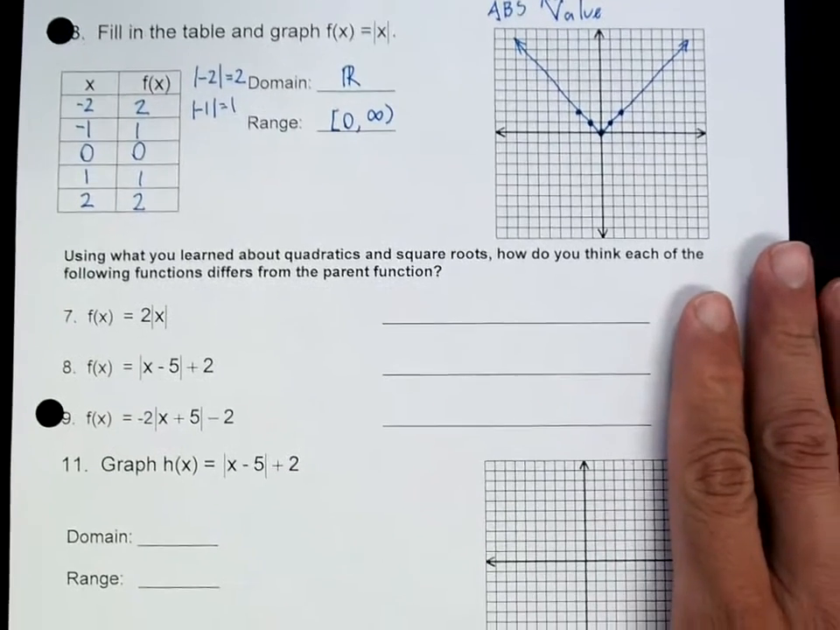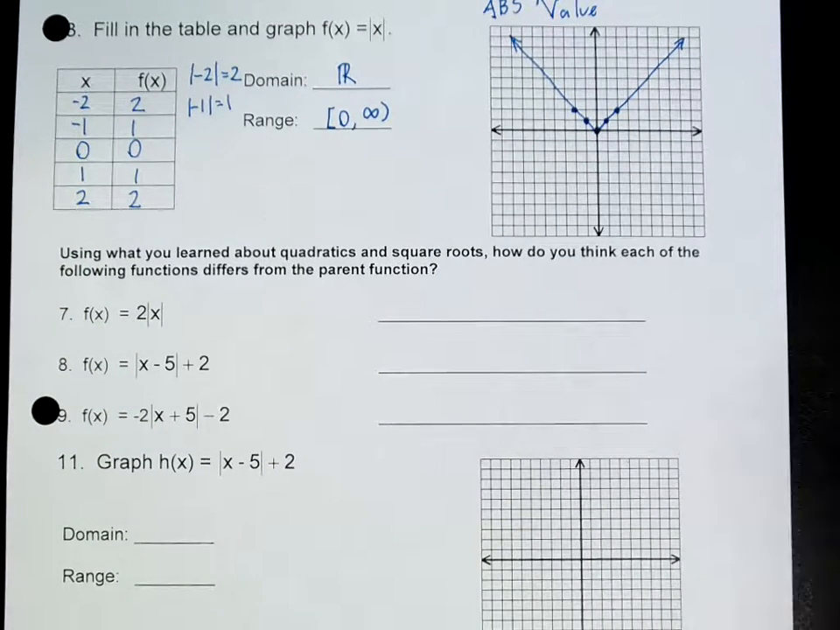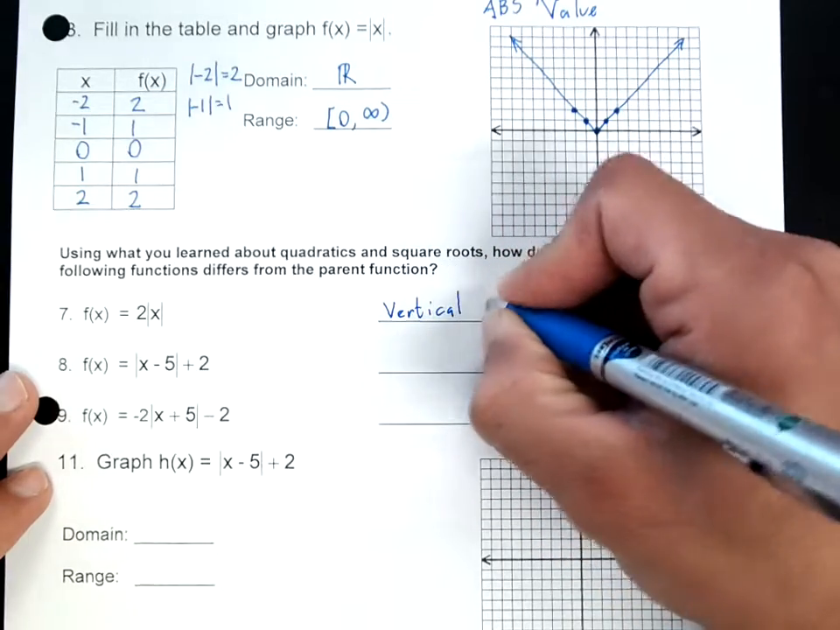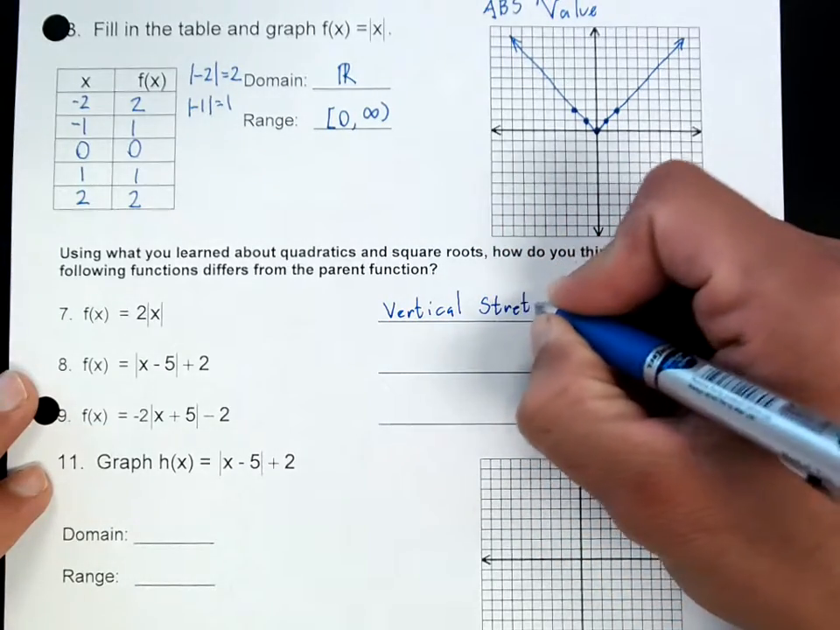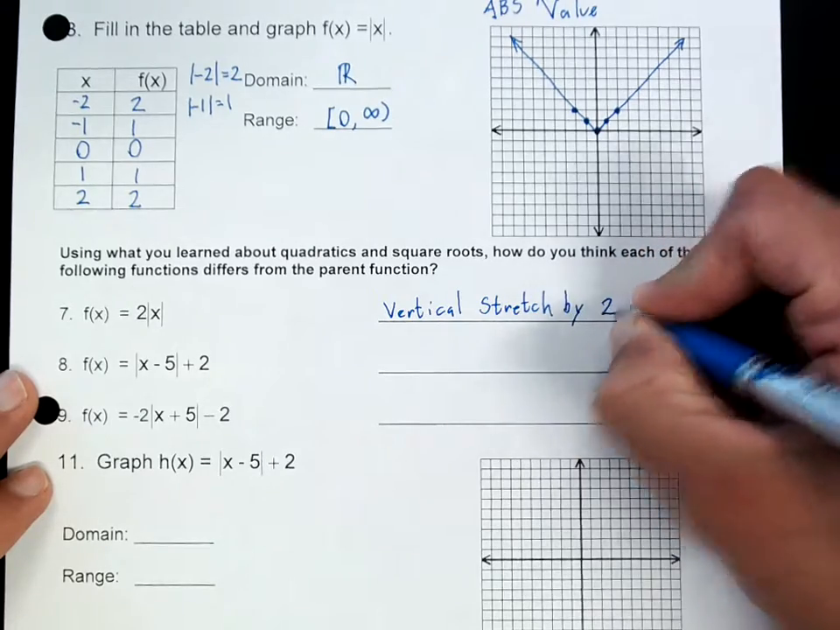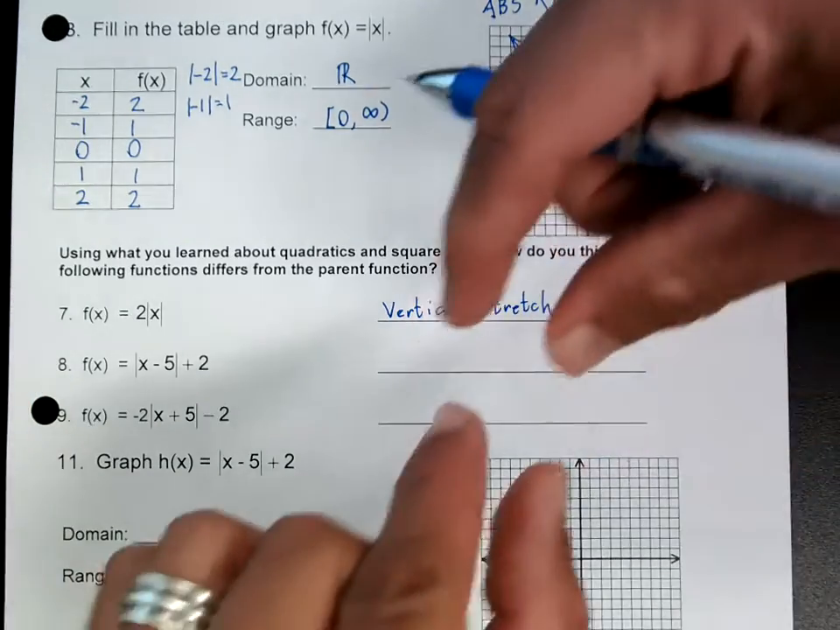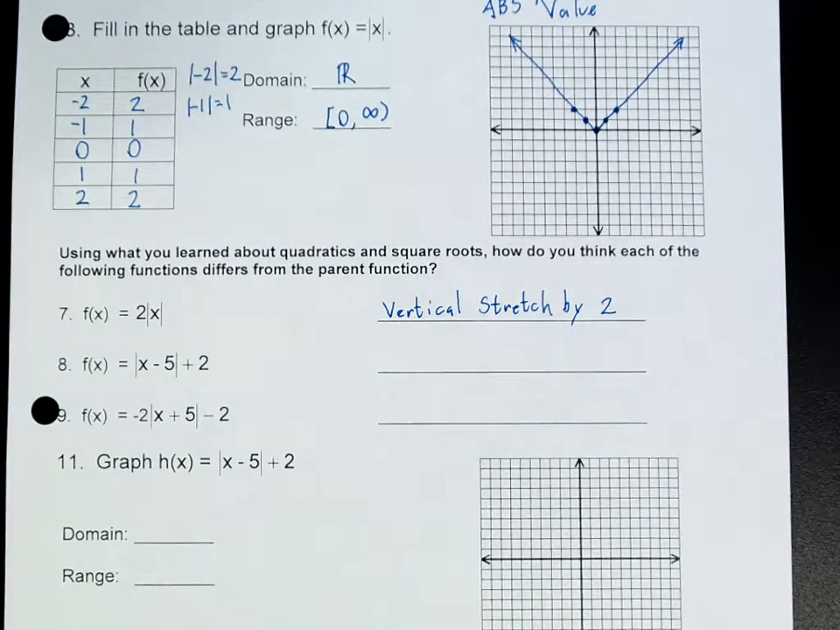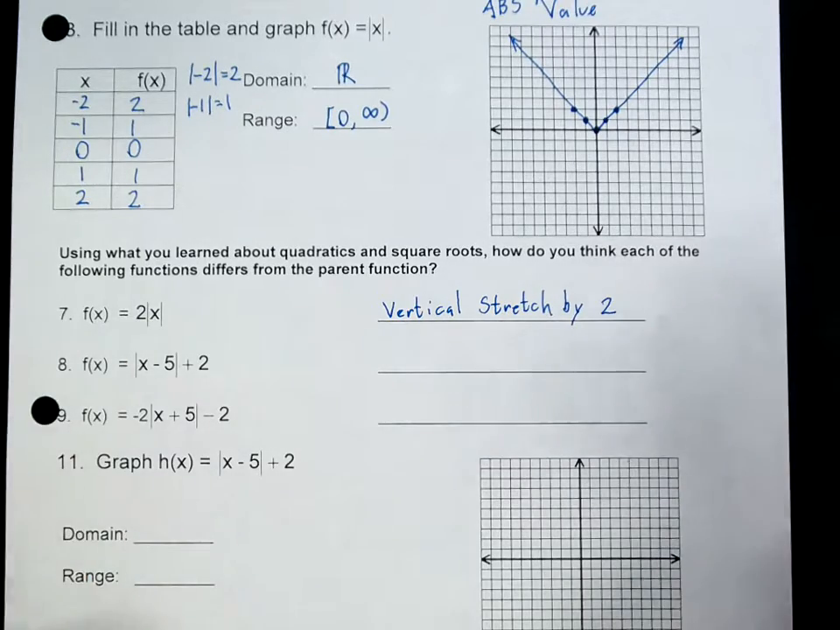Using what we learned last week, again, if you weren't here last week, then it might be a little bit difficult to catch up at first, but hopefully you will. What happens when we have a 2 in front of our function? What does that do to the parent function? Very good, MK. It stretches, so this is going to be a vertical stretch by a factor of 2, but I'm just going to write by 2. If you stretch it vertically, it's going to get thinner. That's what's going to happen on this one, but we're not going to graph it or anything.